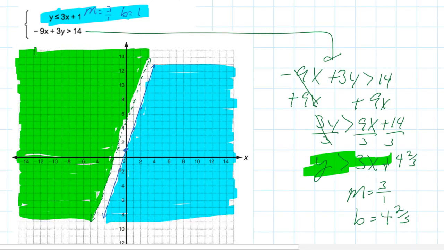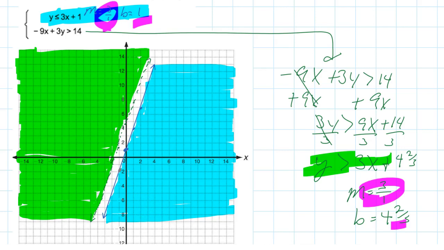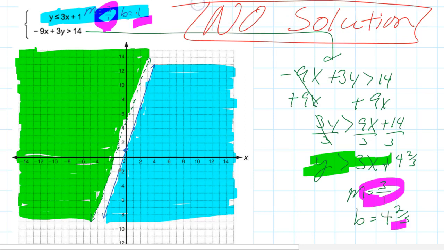Now you can see at no point in time will these lines cross because they both have the same slope. 3 over 1, 3 over 1. They also have different y-intercepts, and that means that these two lines are parallel. Now, because they're pointing in opposite directions as far as the shading goes, one's greater than going away and the other one's less than going away, then these two will never cross. That means the answer to this is no solution.